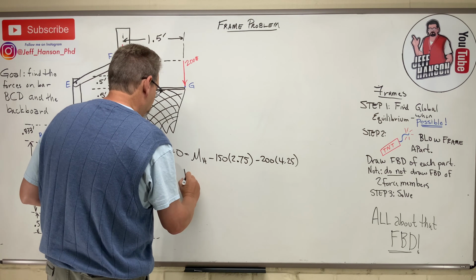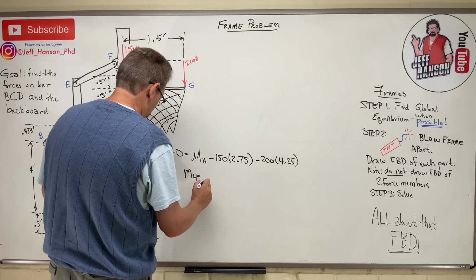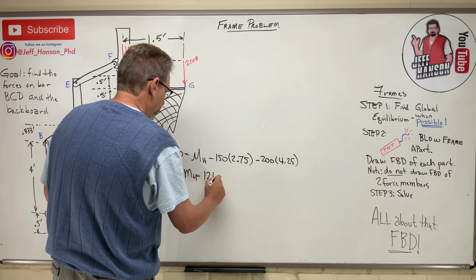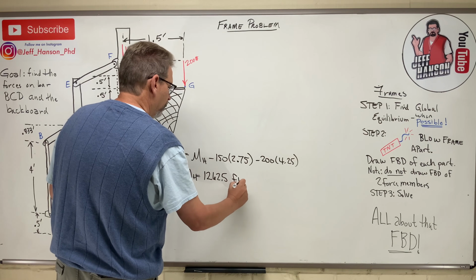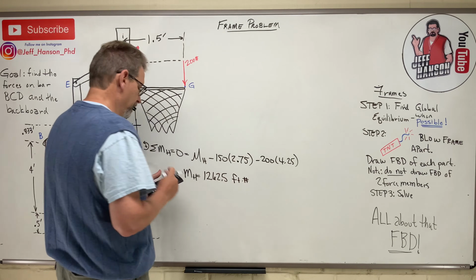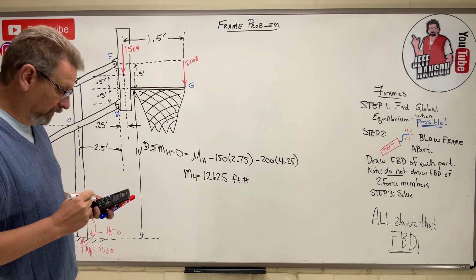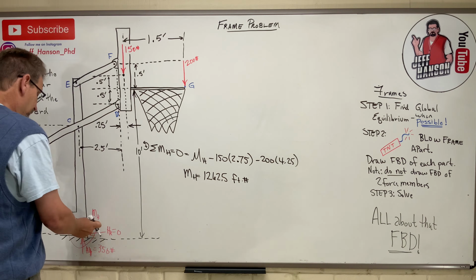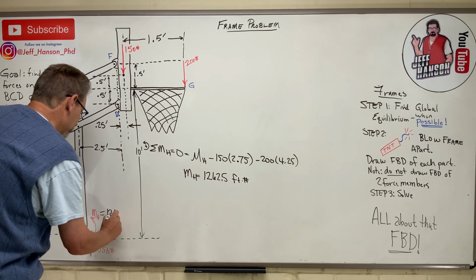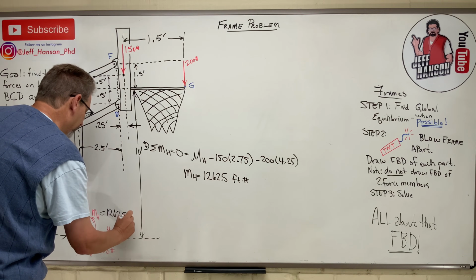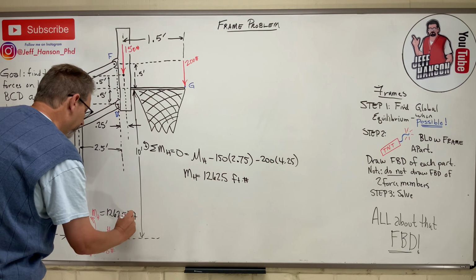Okay, MH equals, and that's what? Pounds. Okay, so there's our global equilibrium, right? We've got these two guys, and we got MH. MH is 1262.5 pounds. Oh, pound-feet, sorry.